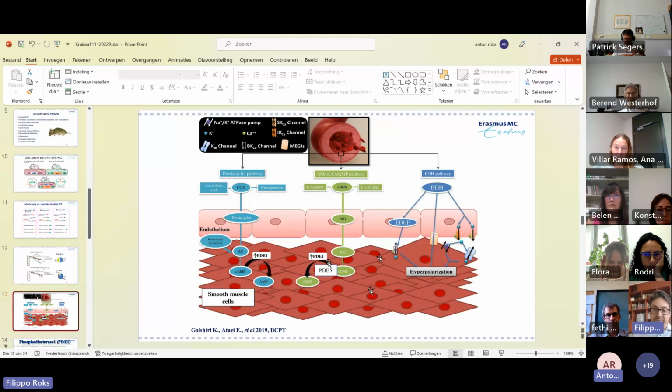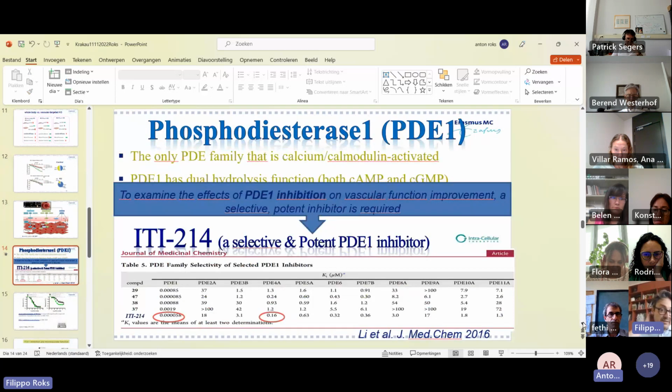So we started to then treat these animals with a PDE1 inhibitor and also with a PDE5 inhibitor. And for the PDE5 inhibitor, I can be quite short. We used sildenafil, which is a mixed PDE5-PDE1 inhibitor with a lower efficacy on PDE1. And we saw hardly any reaction to that in an aging model.